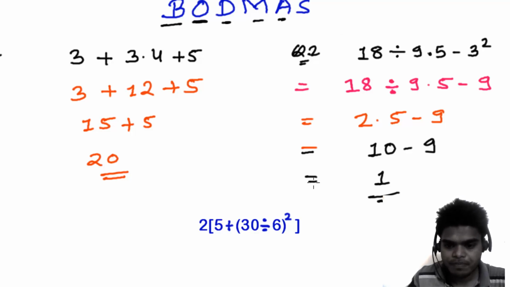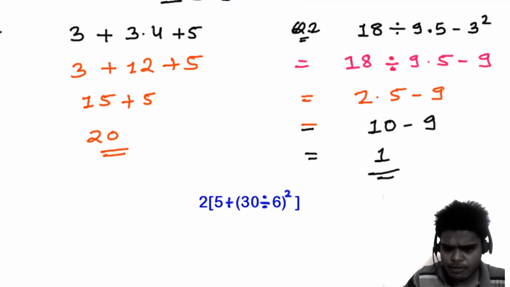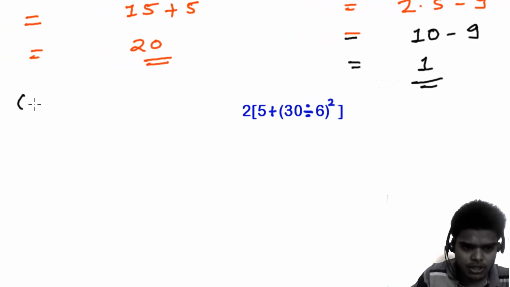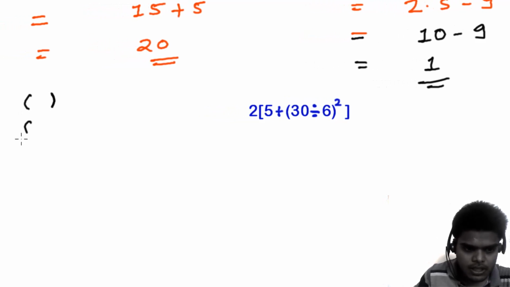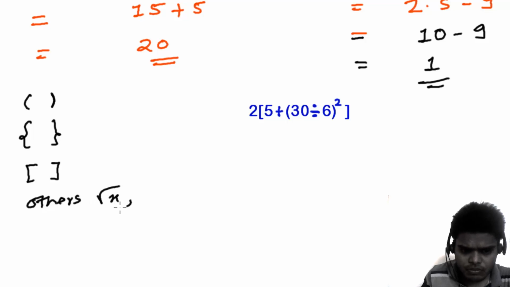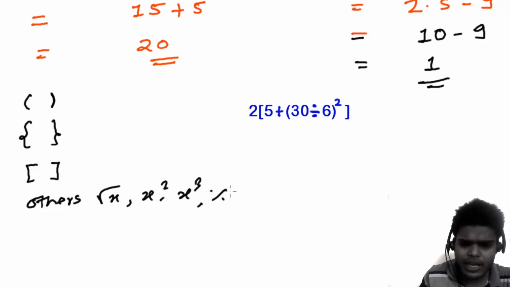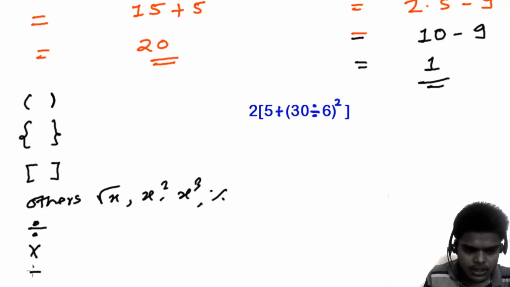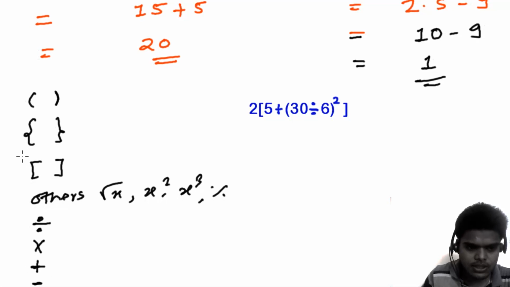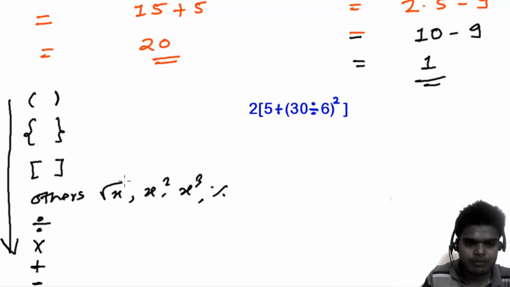So now here we have two brackets, one smaller and one bigger. If you remember the last video, the first thing you need to deal with is this bracket, then this bracket, then others. Others contain things like square root, squaring or cubing something, percentage, fractions, anything you have to do. And then you deal with the division, then multiplication, then addition, and then subtraction. This is the workflow, how we need to do our work.